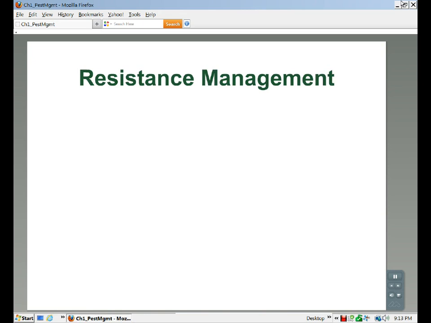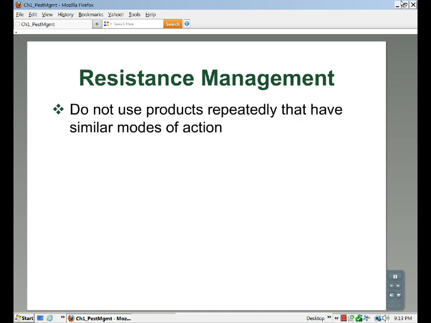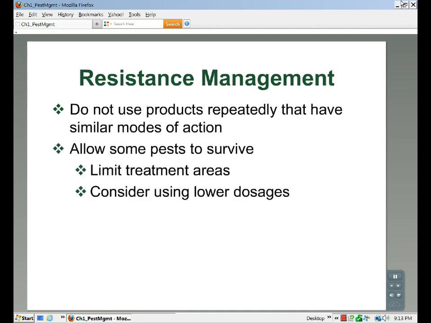Again, to manage for pesticide resistance, alternate your chemicals and don't use pesticides with similar modes of action repeatedly. Break the cycle. Instead of treating an entire block, consider leaving an untreated section to allow those susceptible individuals to reproduce to keep the susceptible gene pool present.